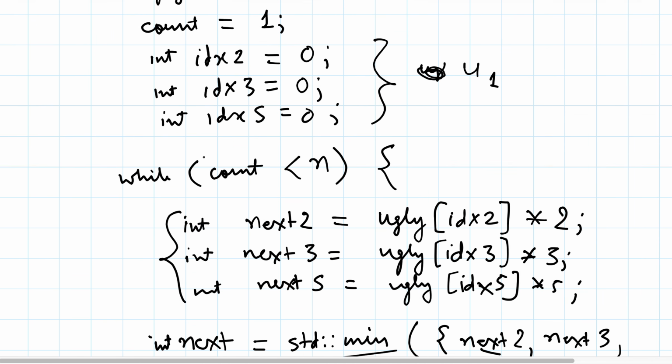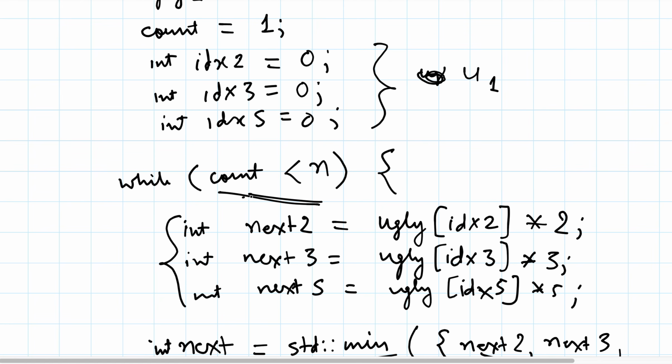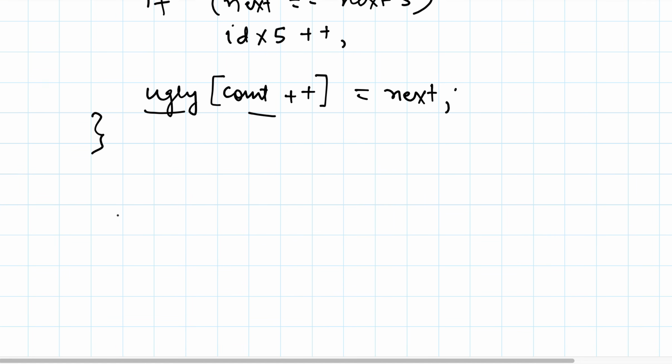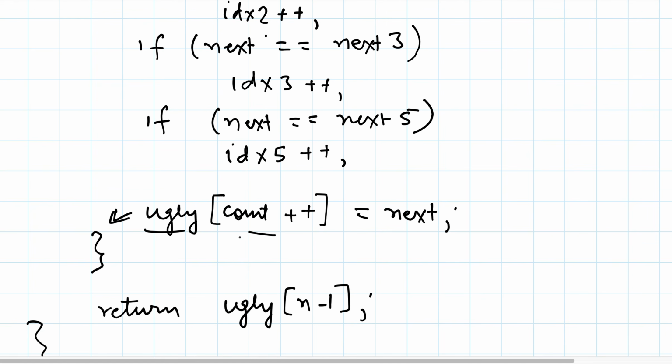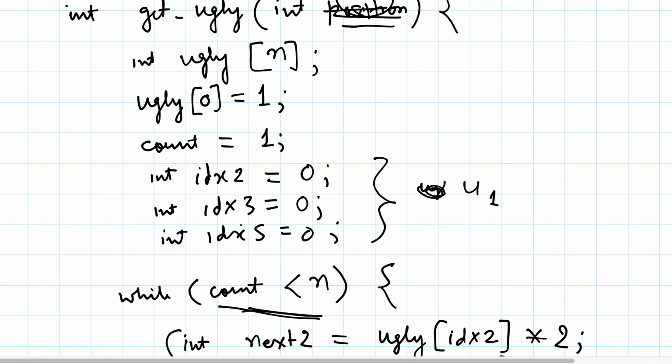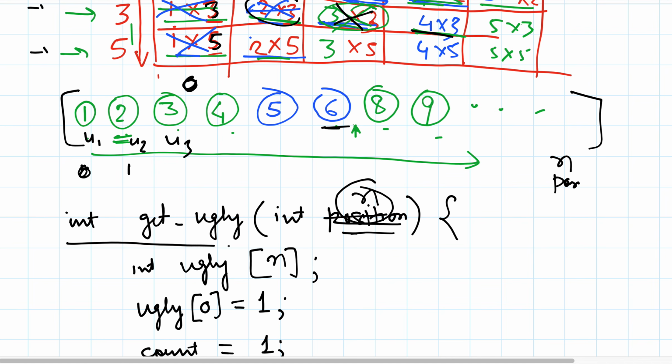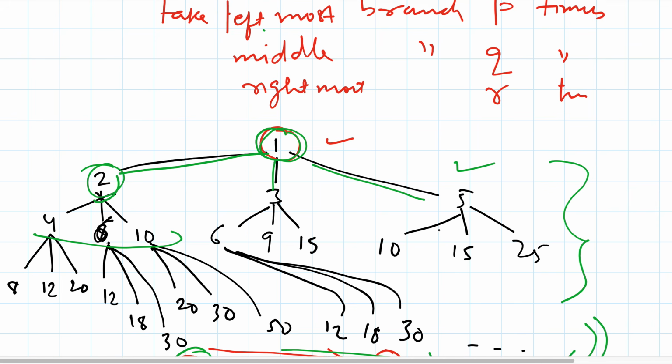So this loop will terminate when count reaches n, and when count reaches n, that means we have completely filled this ugly table. Then we can return the nth value, and that ends our function. So this is how we can find the nth ugly number using dynamic programming.